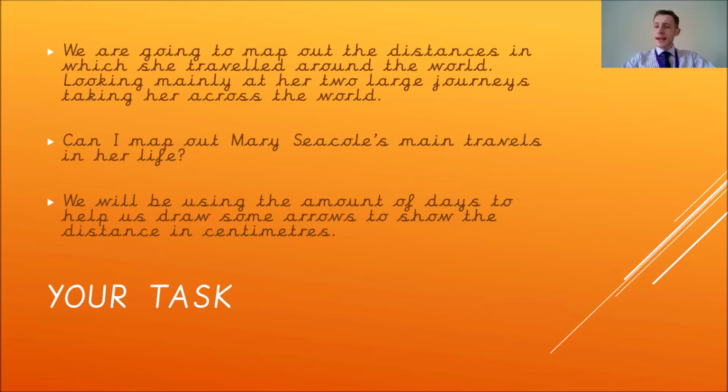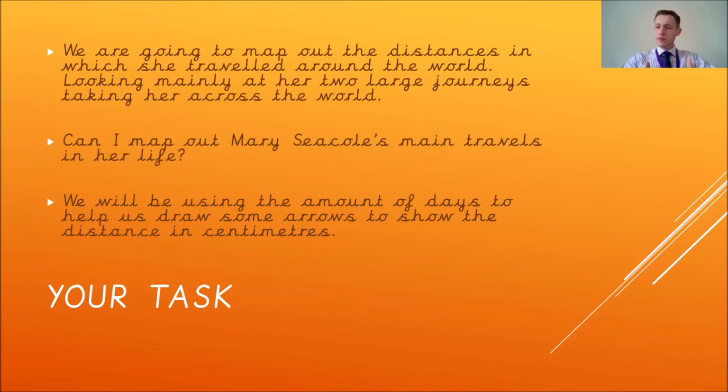Our activity today, you're going to be mapping out the distances in which she travelled around the world. We're going to be looking at those two main journeys, from Jamaica to London, and then from London to the Crimea. So our learning objective is, can I map out Mary Seacole's main travels in her life? For this, we're going to be using the amount of days to help us draw some arrows or some lines to show the distance.